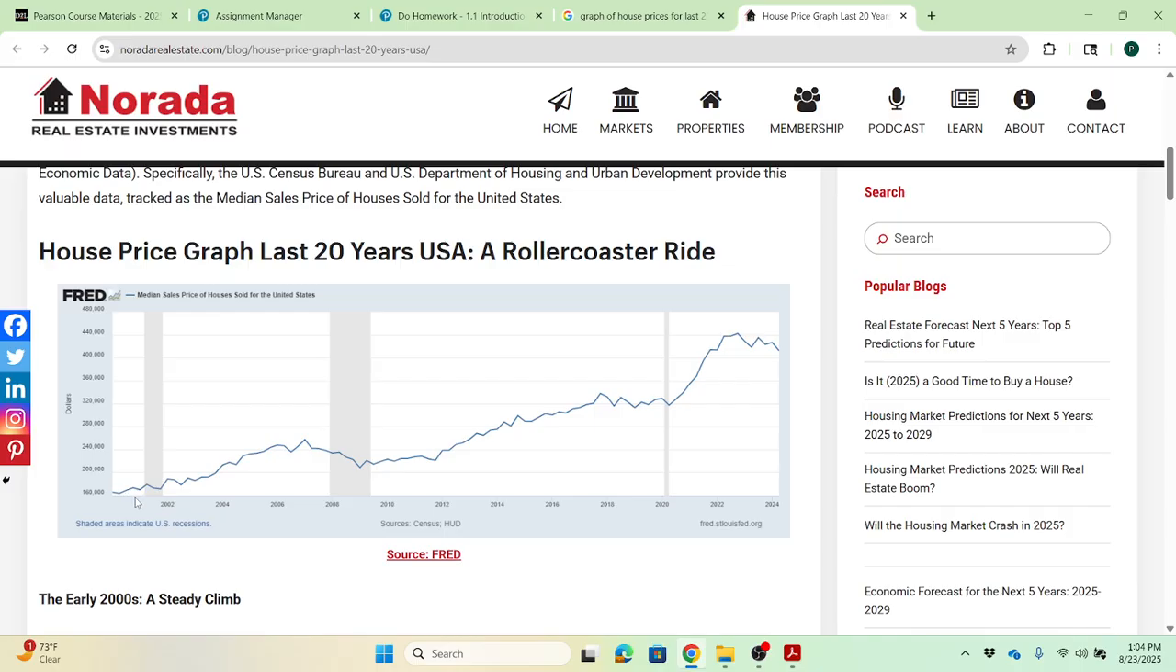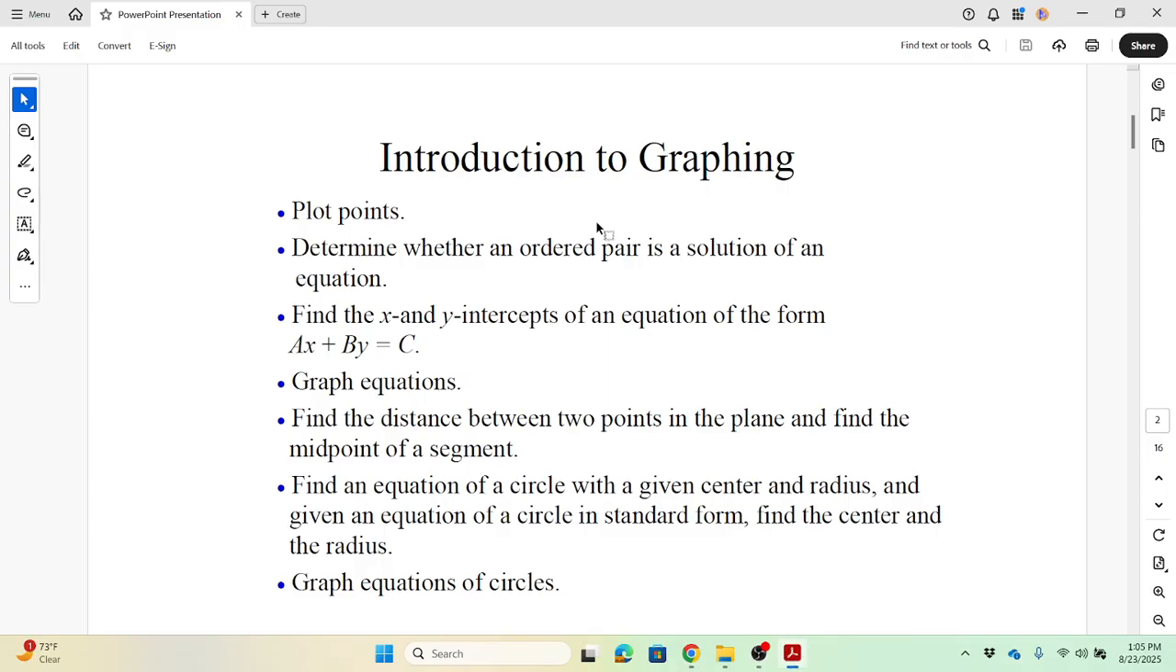So from 2000 to 2007, it was going up, and then from 2007 to almost 2013, the house price stays the same, and then after that it went up. So graphing is a very easy and useful tool to present our findings. That's the reason we need to learn about graphing.